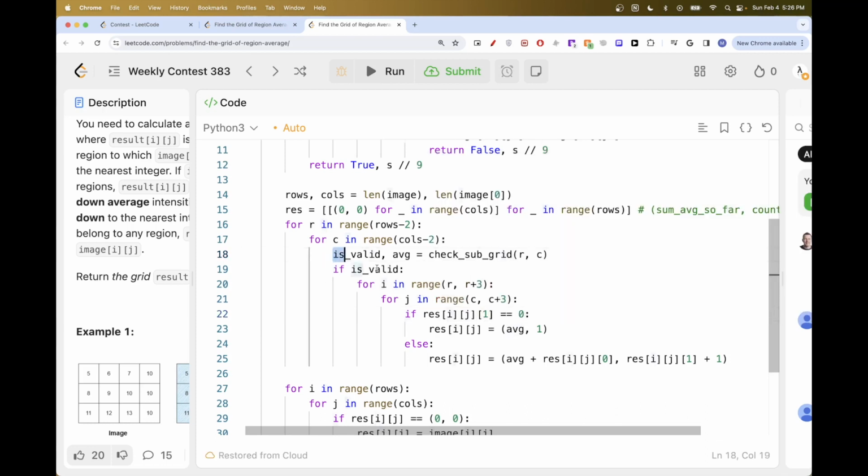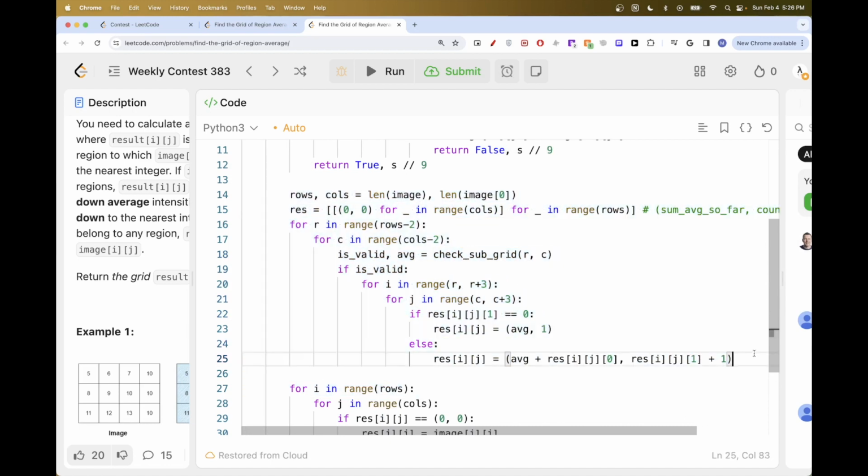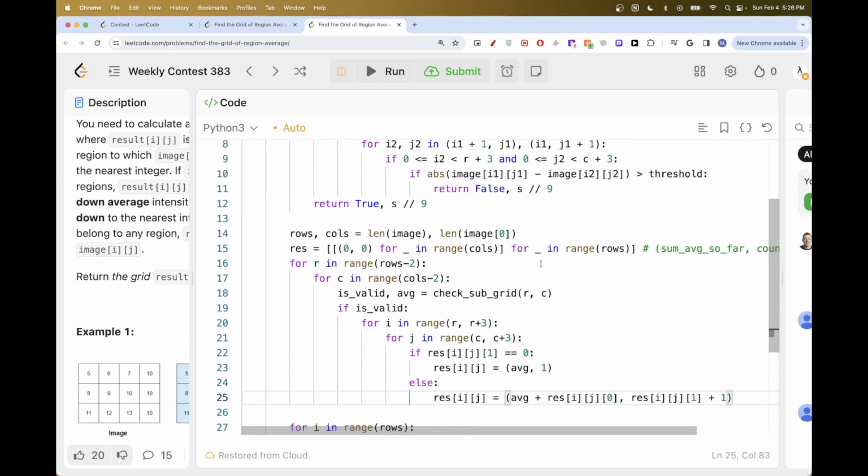So that's just the core here. Now, two things we will check. How do we check that a subgrid is valid?